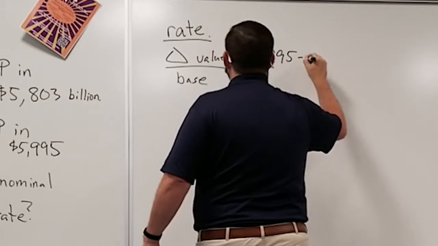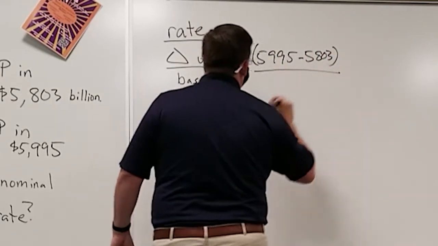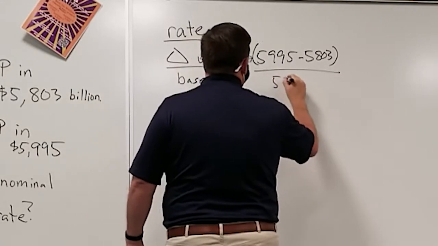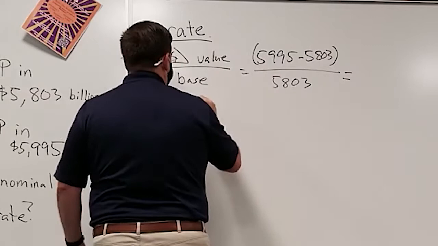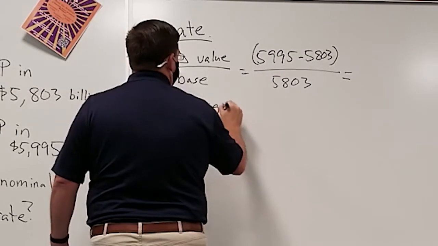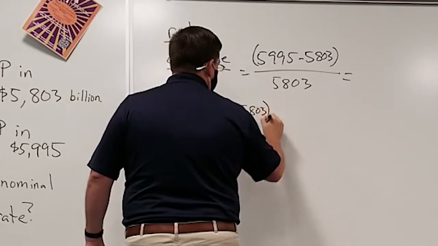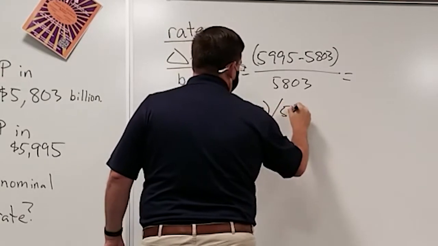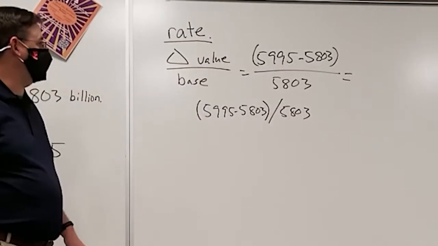So this is going to be equal to 5995 minus 5803, and then we can divide that by 5803, and we'll get out a rate. When you plug this into a calculator, it's helpful to use the parentheses: 5995 minus 5803, close parentheses, divided by 5803. You can do that all in one phrase, and it'll give you your number.